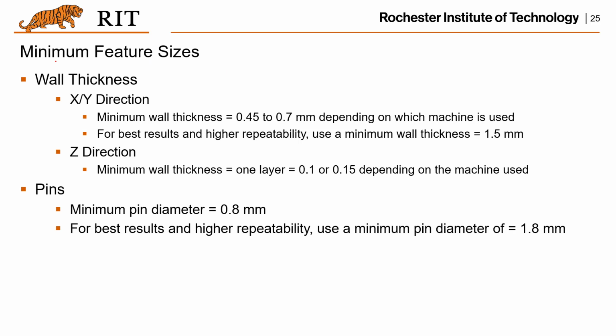Very interesting is the minimal feature size. For example, for the walls in the XY direction, the minimal wall thickness is 0.45 to 0.7 millimeter, depending on the machine. But usually, to achieve the best result and higher repeatability, you need to double it up, in order to have a safer print. In the Z direction, the minimal wall thickness equals one layer, that is 0.1 or 0.15 millimeters.